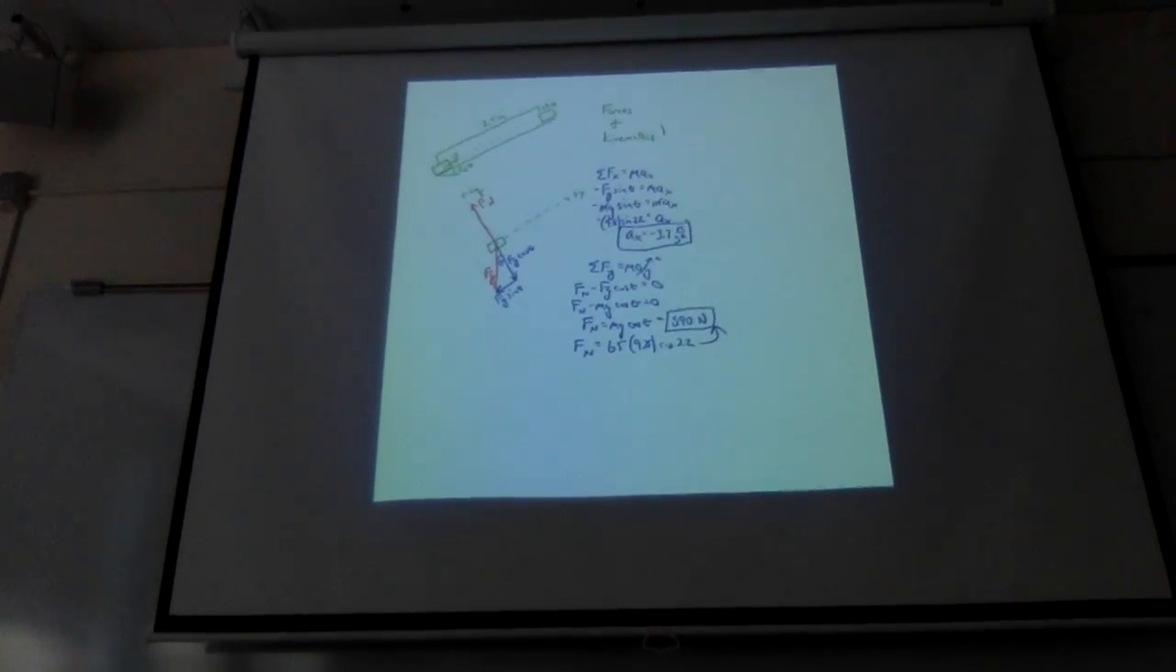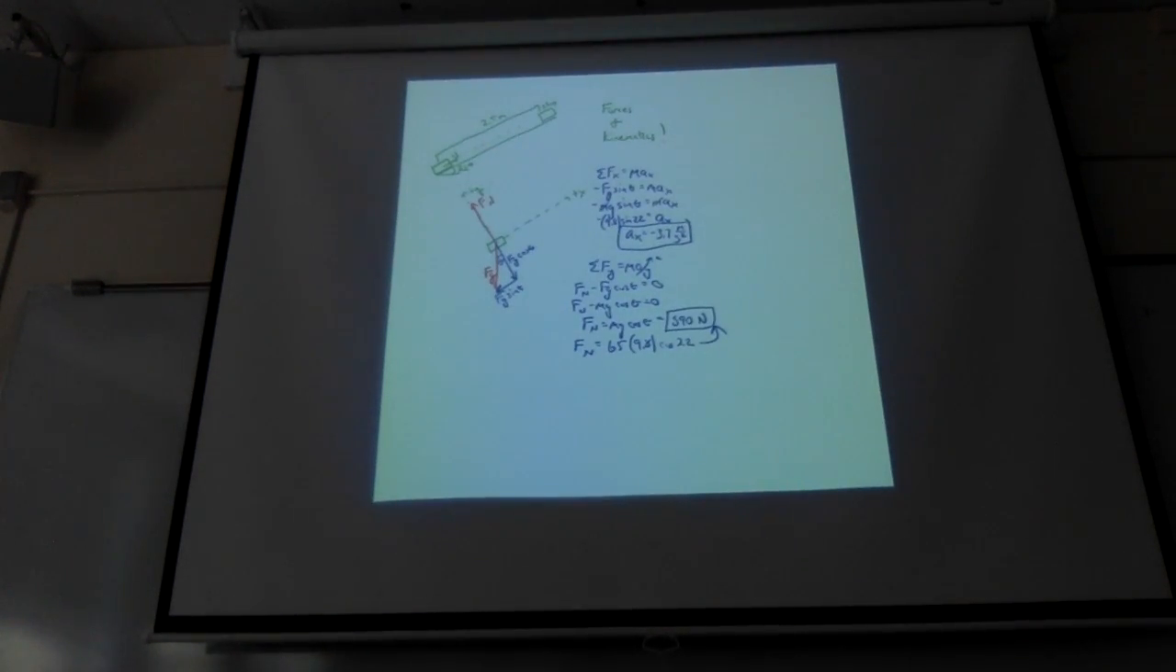Have we answered the questions? Part A, draw a free body diagram. We did that. Part B, find the x component of acceleration. We did that. Part C, what is the initial speed? We didn't find that yet. Okay, so let's go back over to this.